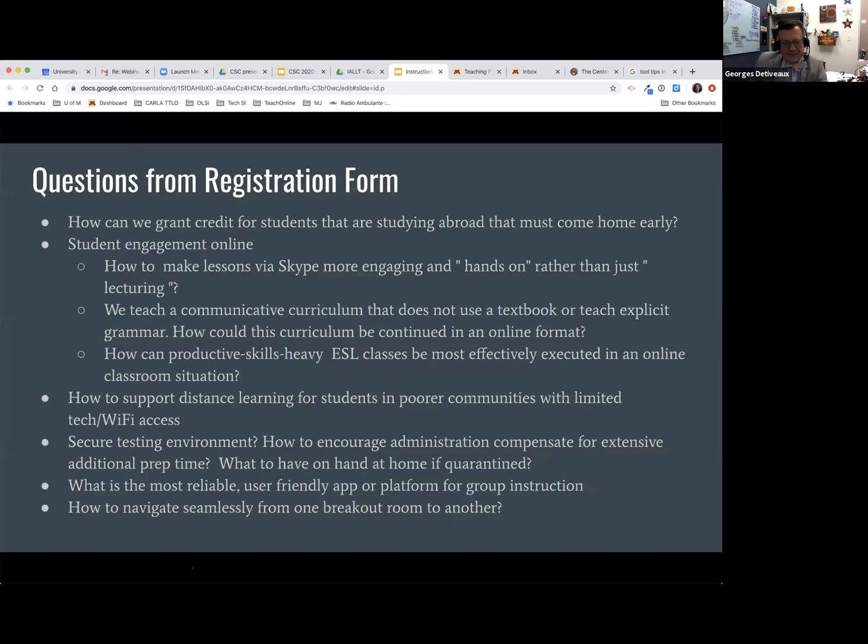Yep. And this last one, how to navigate seamlessly from one breakout room to another. I have one clue for that: practice. Well, actually two, going back to that partner idea. If you've got partner help, somebody else to push the buttons, but basically going seamlessly, practice, practice, practice. Fake it till you make it.